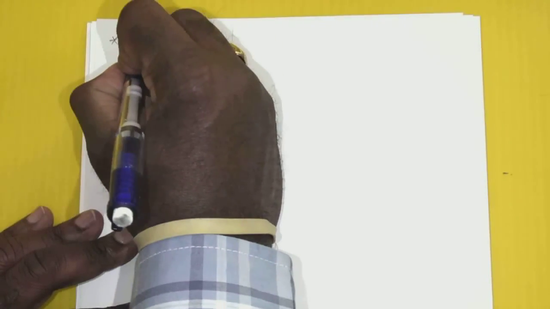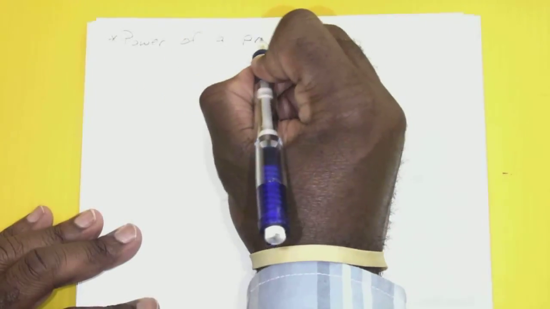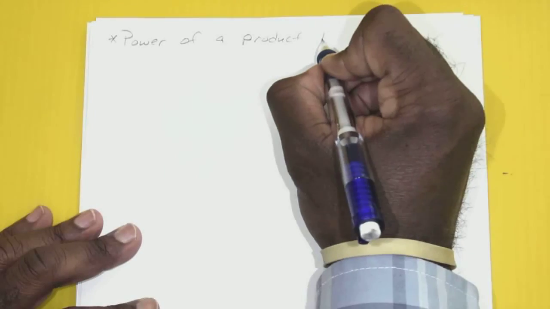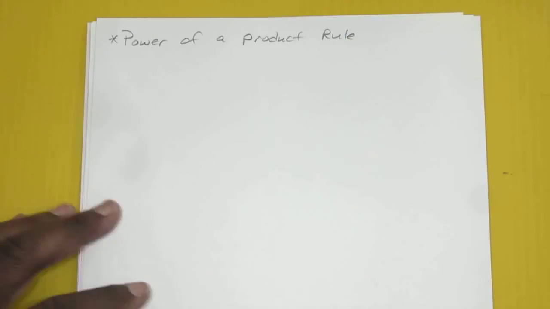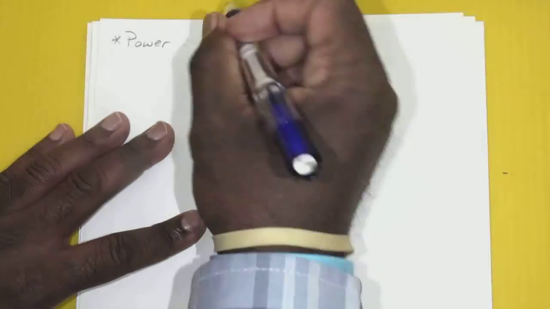Alright, so the next one is the power of a product rule. Actually, instead of power of product, just make the power rule. I'll do that one first. Okay, so it's just a power rule.